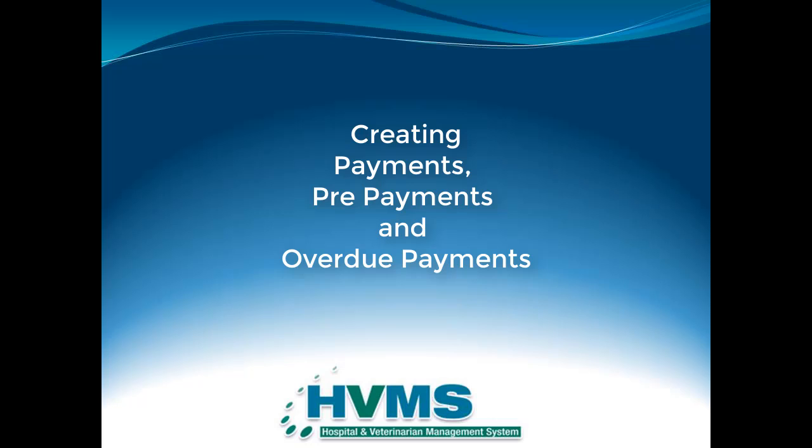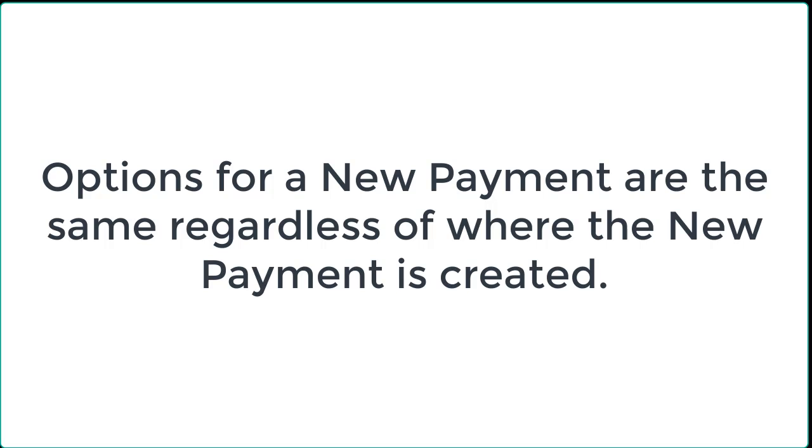This video covers how to create payments, prepayments, and overdue payments in HVMS Main. For this video, we will be creating a payment from the Financial Ledger tab under the customer record. Payments can be created from a number of different locations in HVMS, but the fields that display in the payment window are the same regardless of where a user initiates creating the payment.